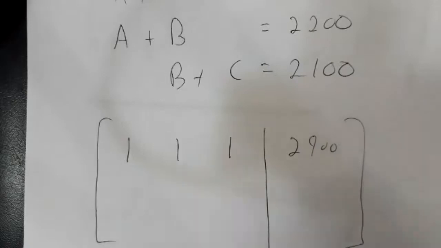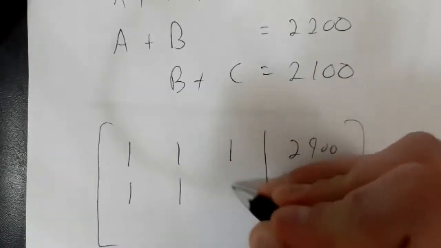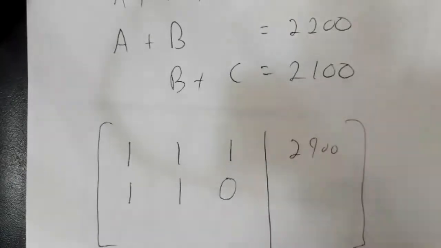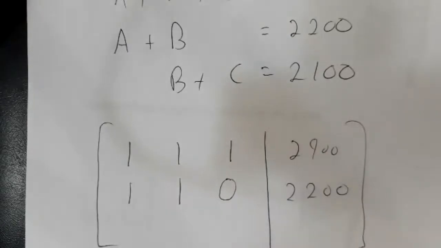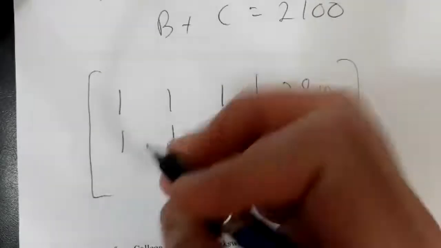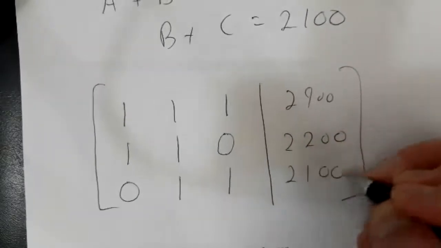A plus B is 2,200, so 1A, 1B. I should write something here. There are no C's there. I should write a 0 there. And so that's another thing I'm talking about. I'm not going to write it. I'm just going to kind of plug it in, right? And this should give me 2,200. Okay, last one. I don't have an A, but I have B and C working together to give me 2,100.